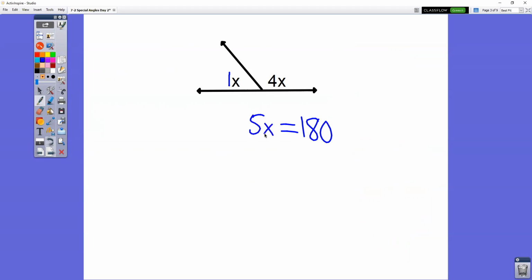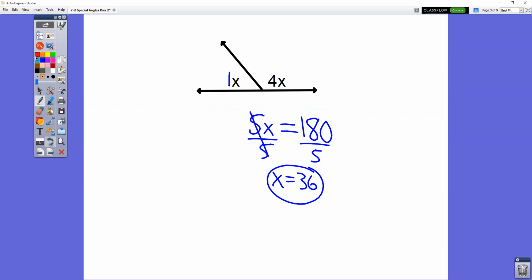Now, this particular problem doesn't have any plus or minuses after it. So there's nothing to add together. We don't need to do that part, all right? Because there's no plus or minuses. 5x equals 180. That's the equation that we need to solve. This is just a one-step equation, so divide by 5, divide by 5. 180 divided by 5 gives you 36 for x.